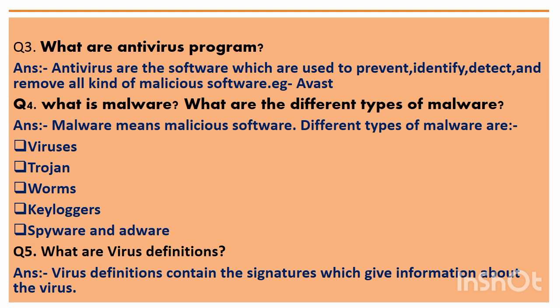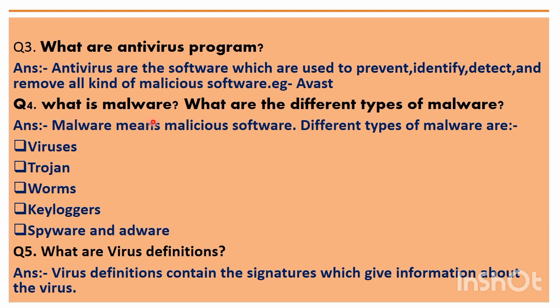What are antivirus programs? Antivirus are useful software which are used to prevent, identify, detect and remove all kinds of malicious software. In the beginning, it was only removing viruses. That is why the software is named antivirus. But with the advancement of technology, it became effective against removing malicious software also. One example is Avast.